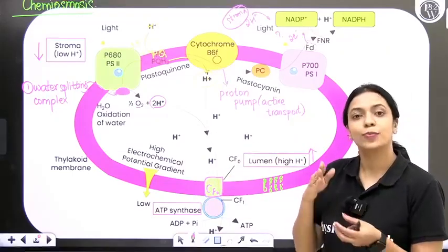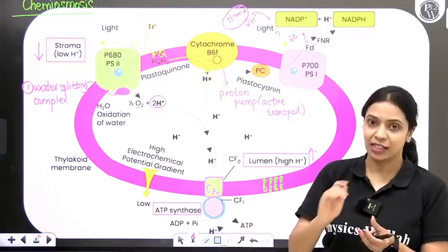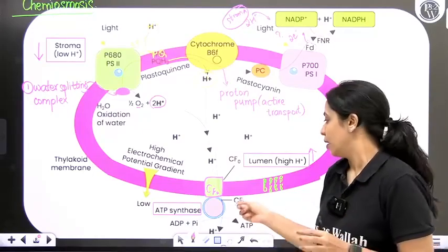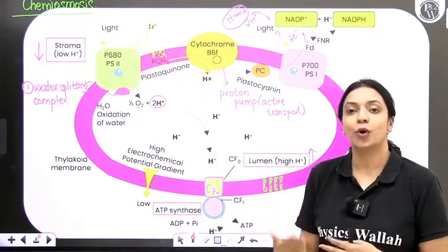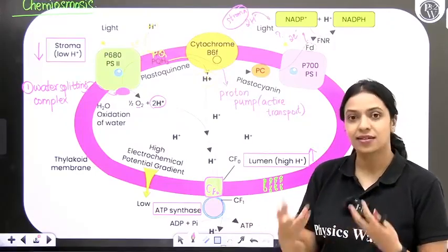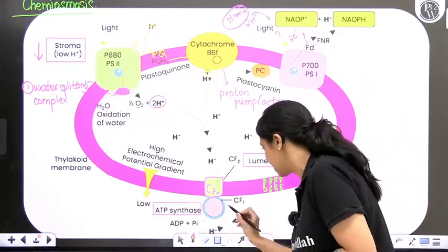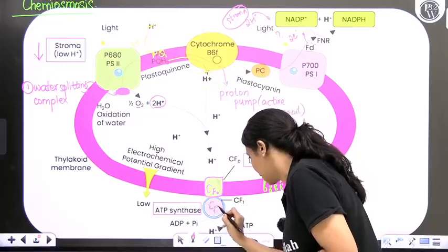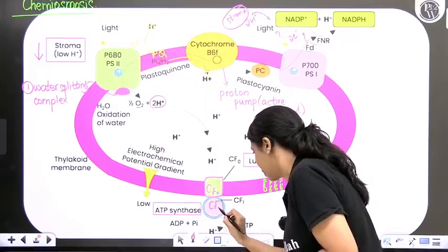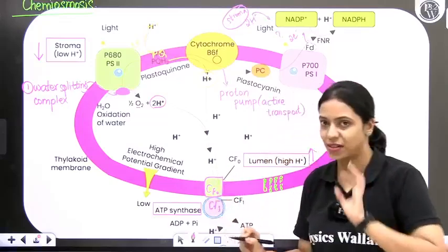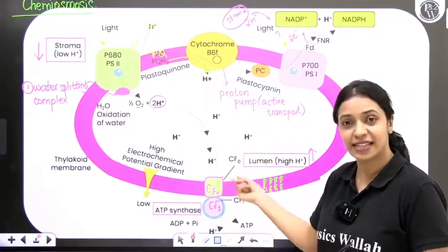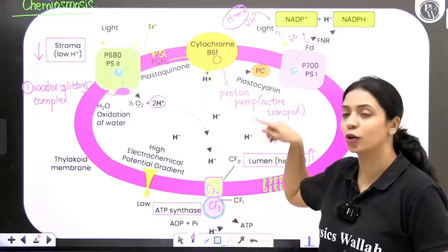Now, as the protons are moving through the ATP synthase molecule, you can say that a proton motive force is generated. Some force is generated. As a result of that force, in this CF1 component that you see here, this is called CF1. The same ATP synthase is present in your mitochondria also. There we call it F0, F1. Here we call it CF0, CF1 because it's part of the chloroplast.